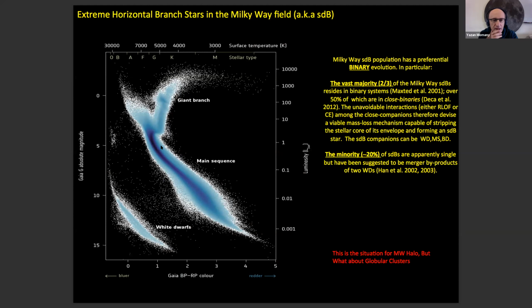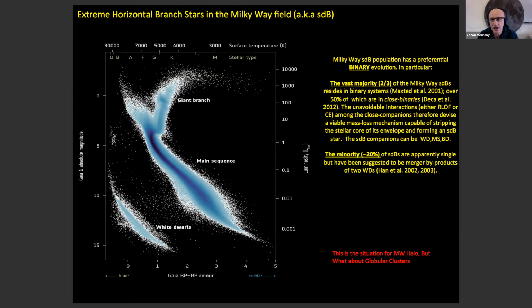Okay, so looking at a generic Gaia color magnitude diagram, the first thing you will note is that the horizontal branch is not horizontal anymore. So these are the extreme horizontal branch stars. There's a color saturation due to the optical filters that one uses, and these are the extreme horizontal branch stars that we are interested in.